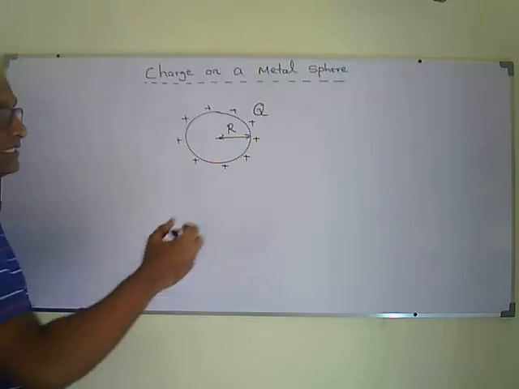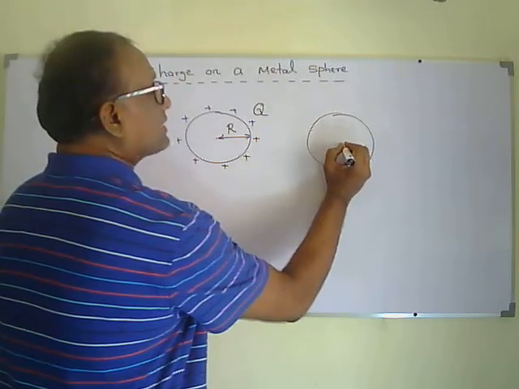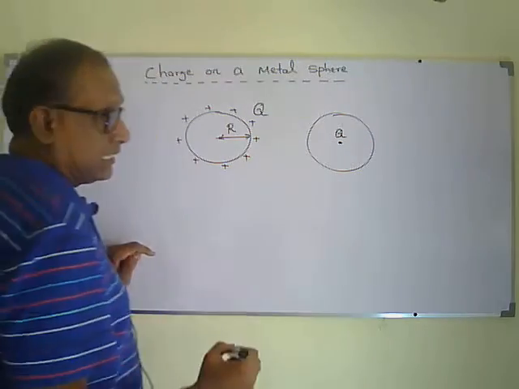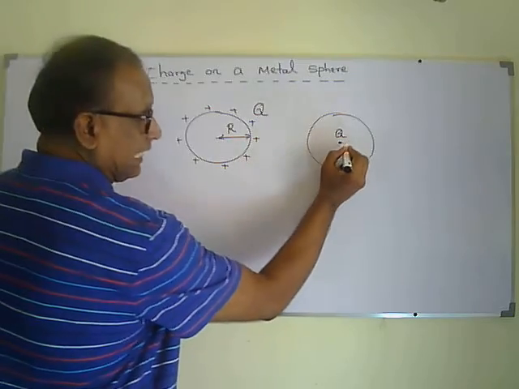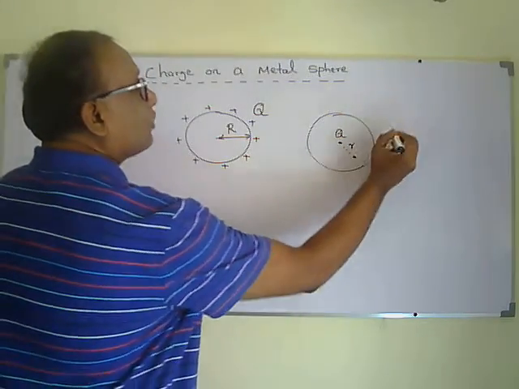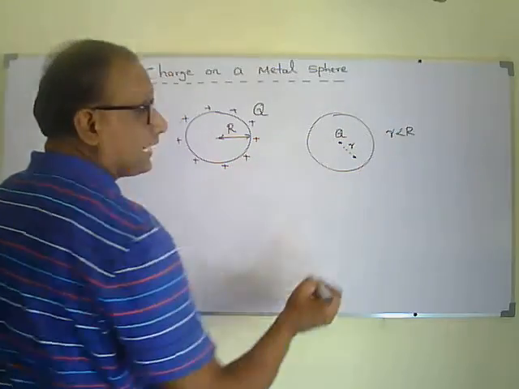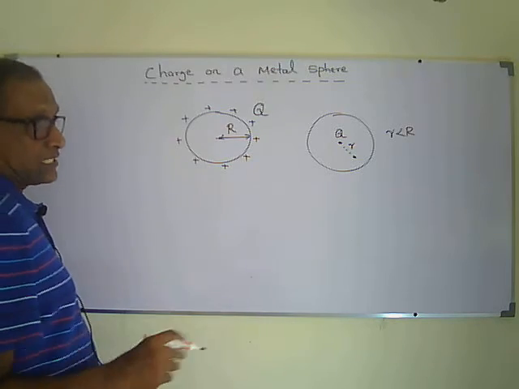So if the charge Q is concentrated at the center, then you might try to find the electric field strength inside the metal sphere, somewhere at a distance r, where r is less than R, by using E equals kQ over r squared. No, that is wrong.